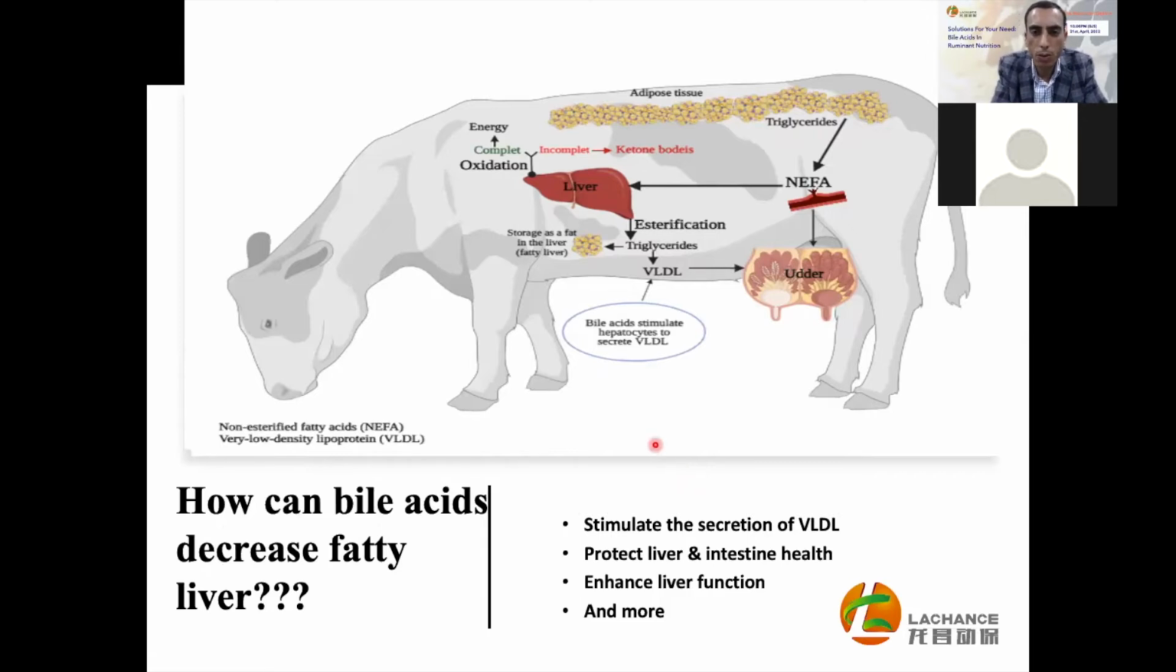So here we would like to take a look at this. First, the animal stores fat in adipose tissue, as we show here. When the animal calves and gives birth, it starts to produce milk, especially for high lactating dairy cows, and at the same time the dry matter intake and feed intake are not enough to cover the high demand for milk production.